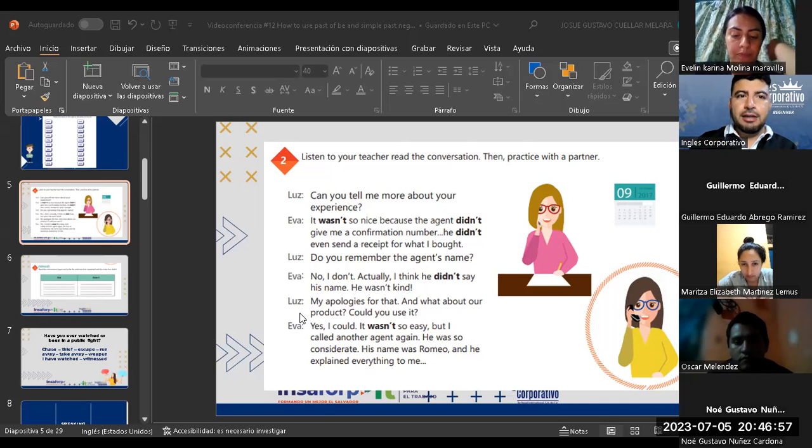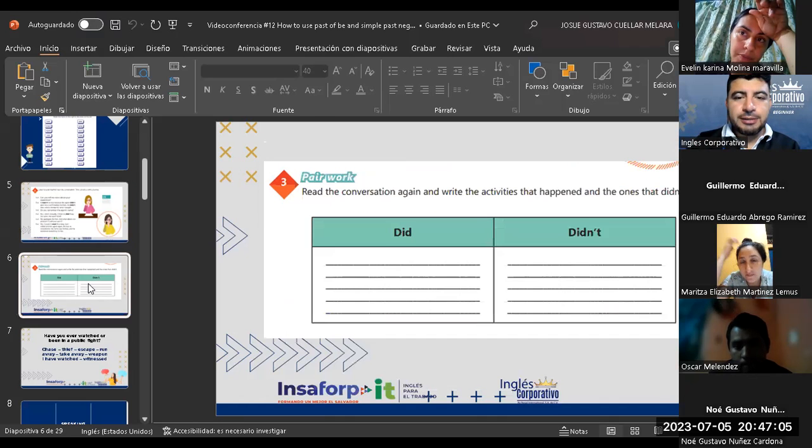So, please, I need you to focus on affirmative and negative sentences, please. We're going to complete this chart. Read the conversation again. Ya la leímos. De nuevo. And write the activities that happened and the ones that didn't. Vamos a revisar.